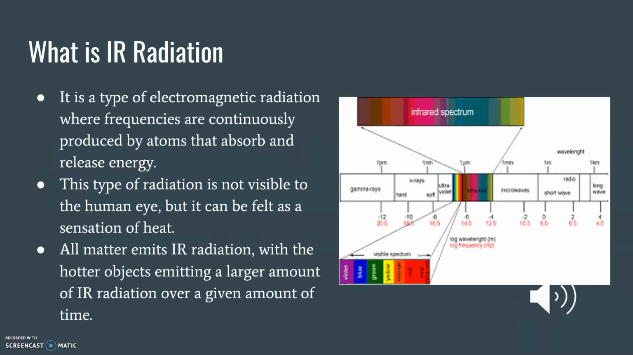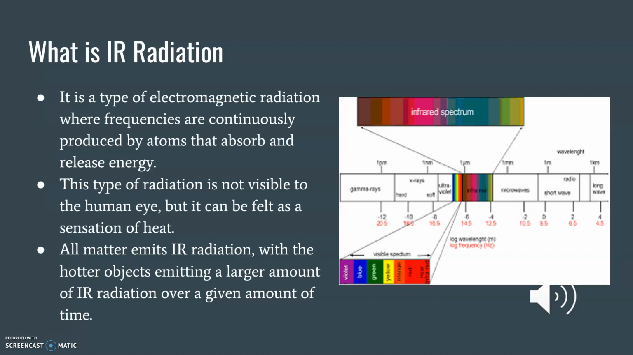So, let's start by talking about IR radiation. What is IR radiation? IR stands for infrared. IR radiation is known to be a specifically bound region of the electromagnetic spectrum that extends from the long wavelength, which you can see is red in color, to the microwave range. It is a type of electromagnetic radiation where frequencies are continuously produced by atoms that absorb and release energy.